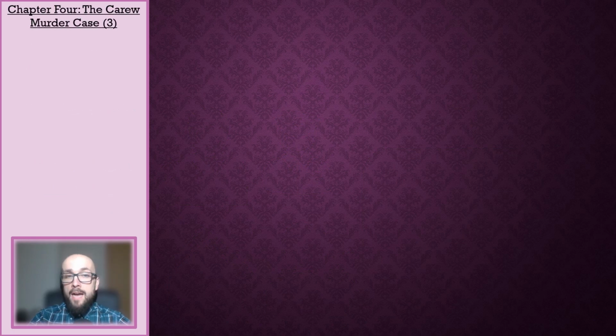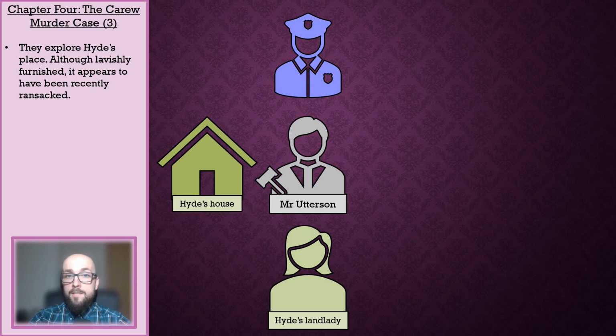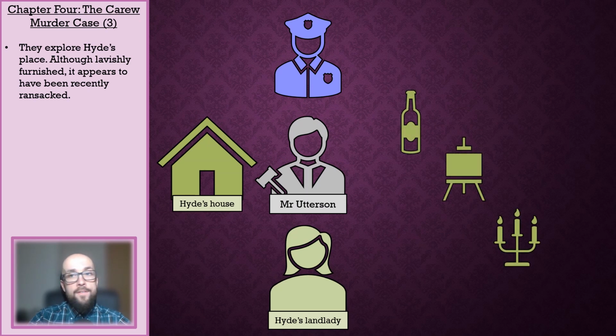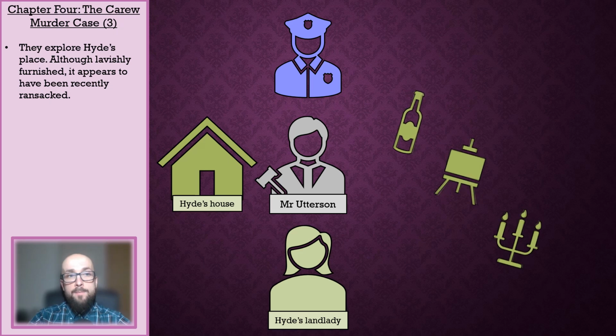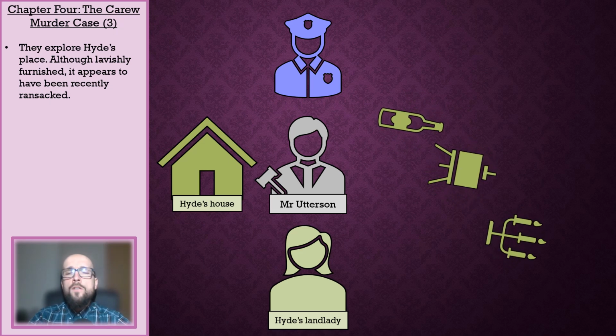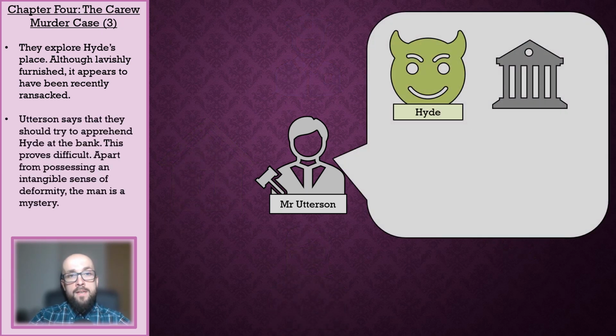Utterson, the policeman, and Hyde's landlady explore Hyde's place. Although it is lavishly decorated, it appears as if it has been recently ransacked. There are clothes all over the floor, all the drawers are open, and there's a pile of ash in the fireplace. Importantly, Utterson also finds the other half of the broken cane, which confirms his suspicions that Hyde killed Sir Danvers Carew. Utterson suggests to the policeman that they try to apprehend Hyde at the bank, because among all the debris at Hyde's place, they find that he will soon be able to collect a large sum of money in cash from the bank.